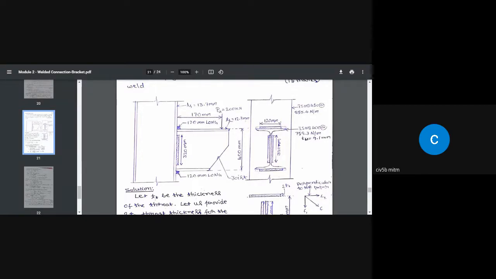So are you on that page? Hopefully so. If you look at the bracket, it is ISHB 400, 759.3 Newton per meter.